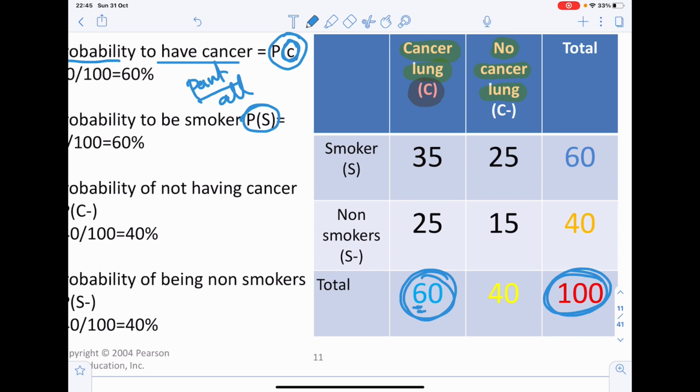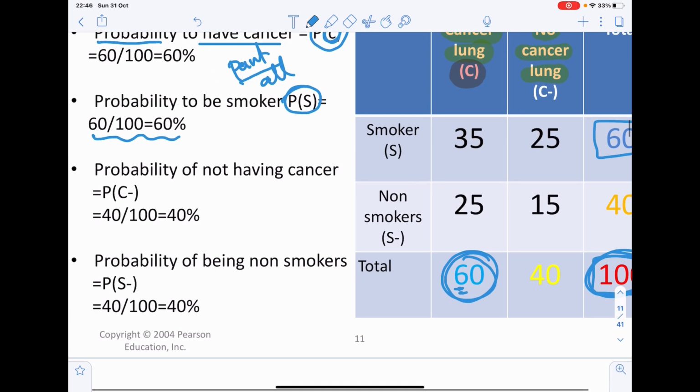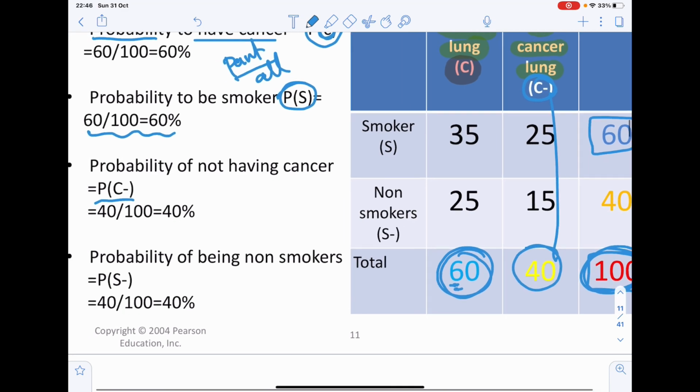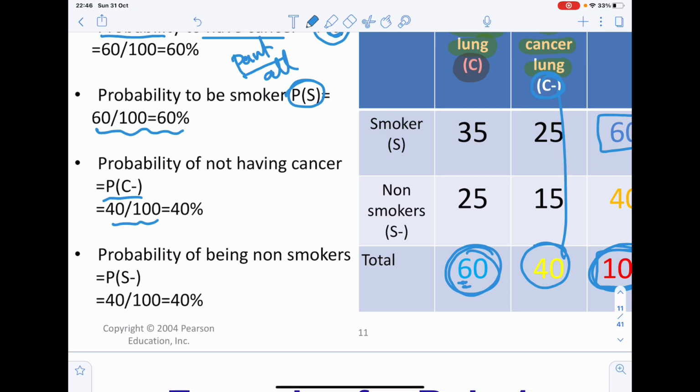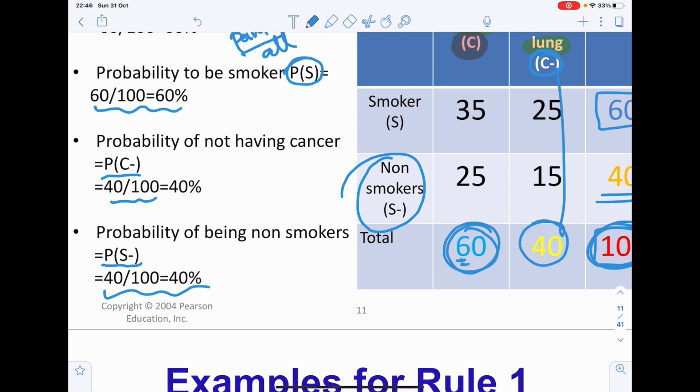Okay, what about P(S), the probability of S, which is smoker? Take the total number of smokers, which is 60, over the total number of people in the experiment, which is 100. So the same thing, 60 over 100. What about P(C negative)? The total of C negative is 40, so I'll divide 40 by 100. And the probability of S negative, which is the non-smokers, the total number of non-smokers is 40, so 40 over 100.